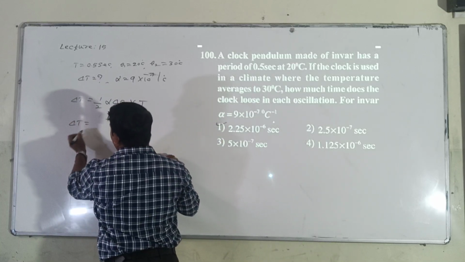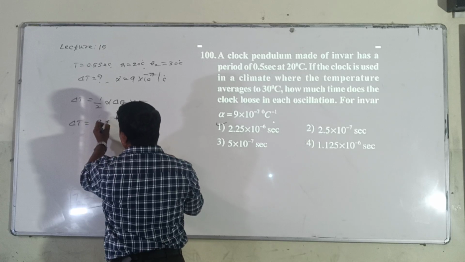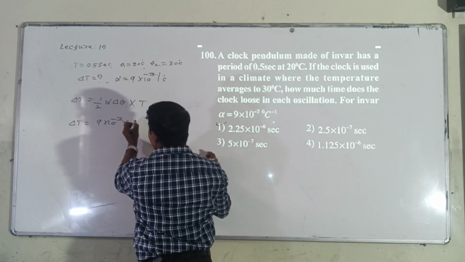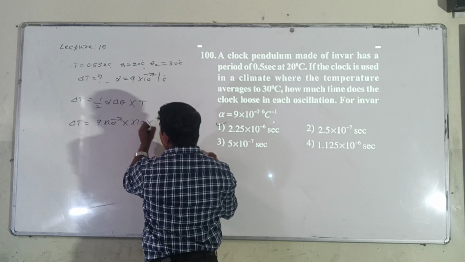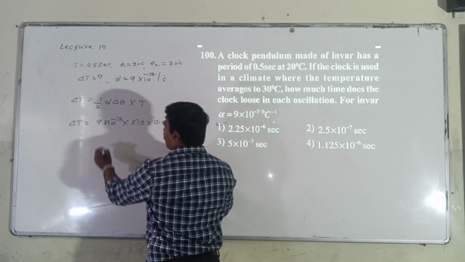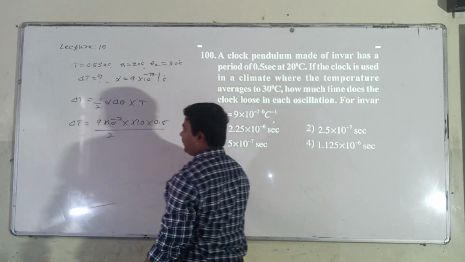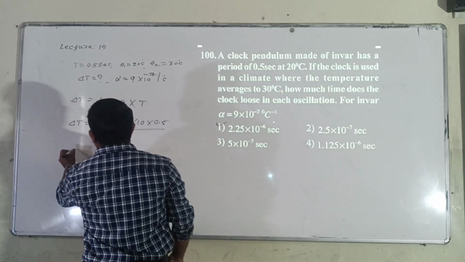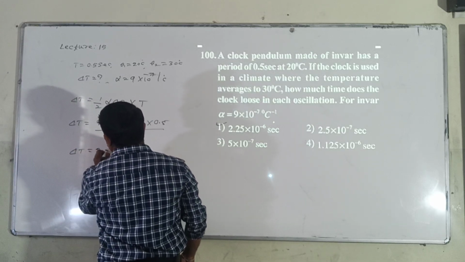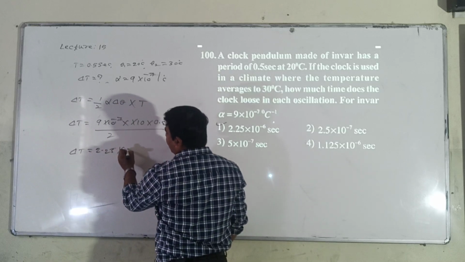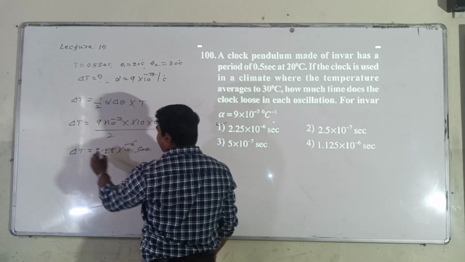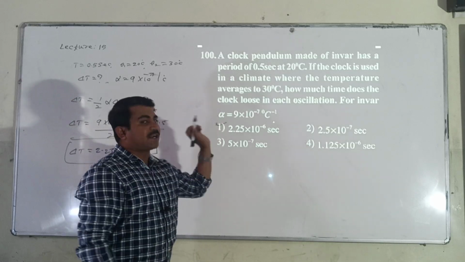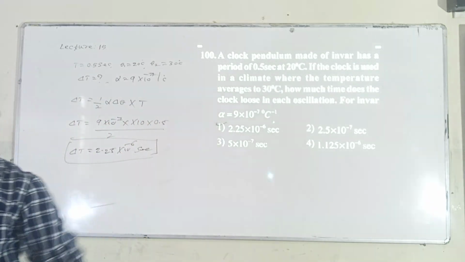Delta T is equal to alpha, 9 into 10 raised to minus 7, into delta theta, final temperature minus initial temperature, that is 10, into T, 0.5, whole divided by 2. Let us go for the calculation. Nearly the change in time period observed is 2.25 into 10 raised to minus 6 second. This much is the value. I hope option number 1 is right. Copy it. We will go for the next numerical.